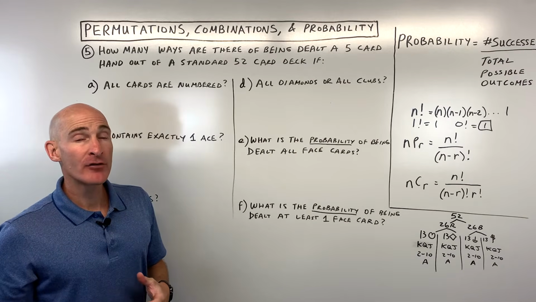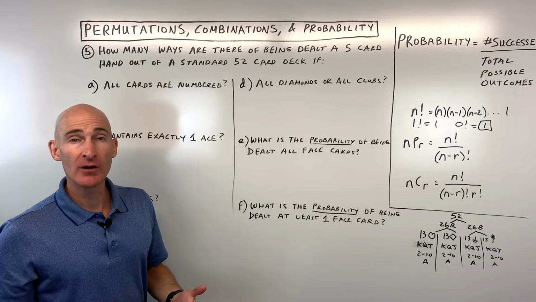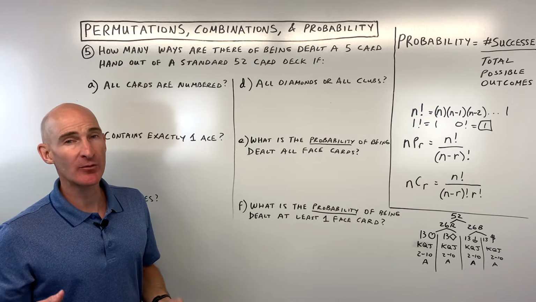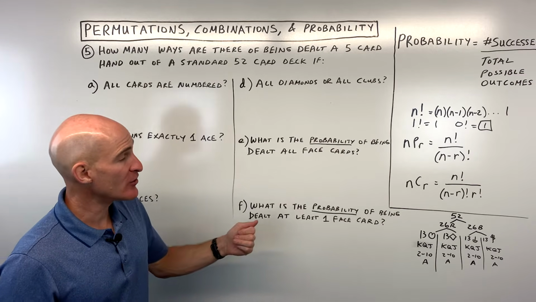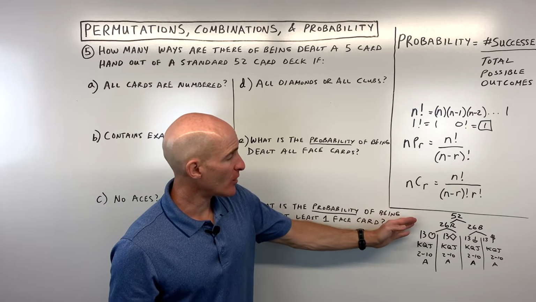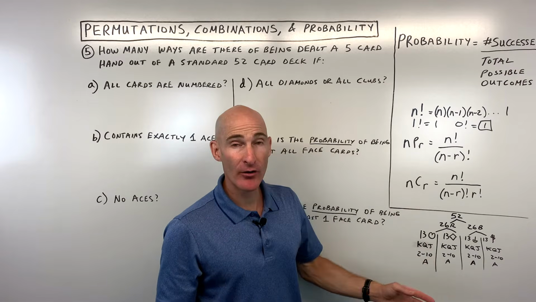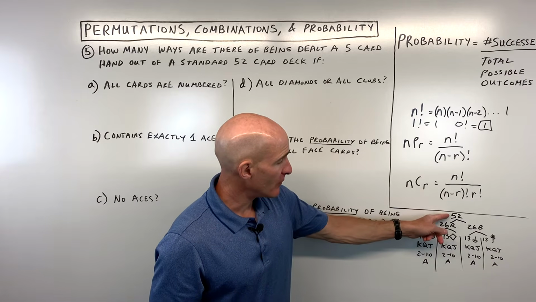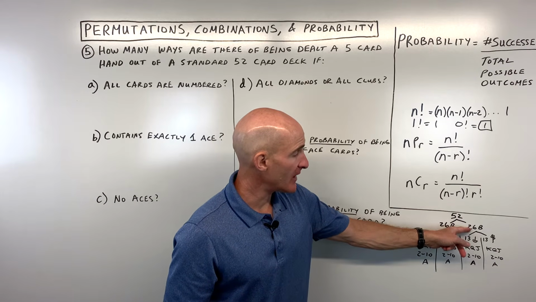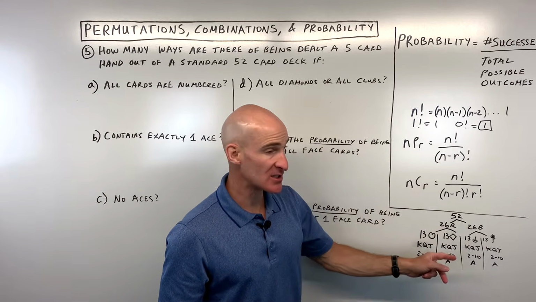Okay, for number 5, we're going to be dealing with a standard deck of playing cards. And you might be saying, Mario, I'm not a card player. Don't worry, I'm not a card player either. But the thing you want to remember, and you might want to write this down, is the breakdown of a standard 52 card deck. Of the 52 cards, half are red and half are black. So 26 red, 26 black.